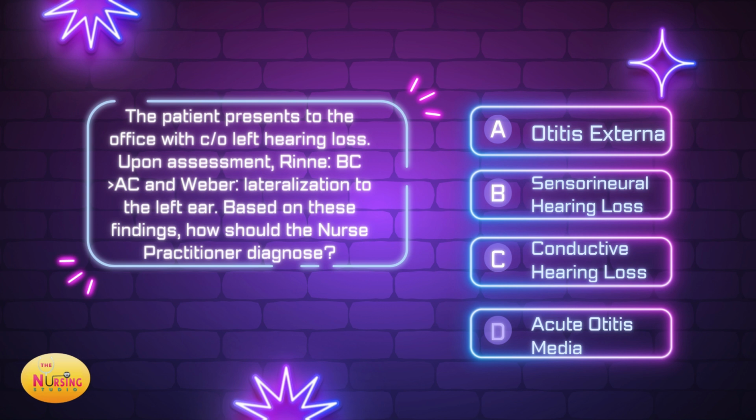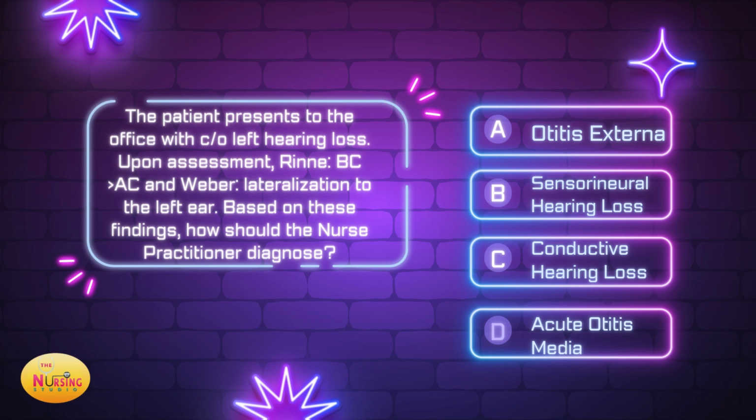The Weber exam shows that there's lateralization to the left ear. All right, that's confirmation for C, conductive hearing loss. So with these hearing loss tests, and I have videos on this, go check it out if you struggle with this to get a breakdown, because you really just have to think through it and practice it.